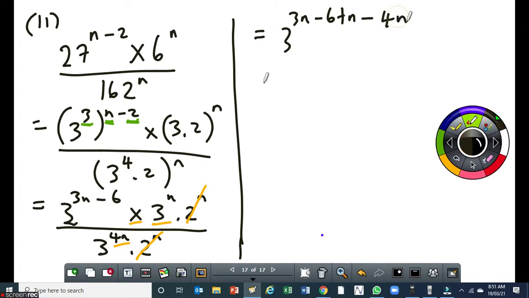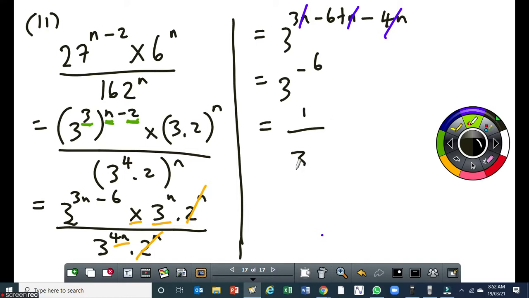Alright? Then from here, we have 3 to the power of 3n plus n, which will give me 4n. 4n minus 4n will give me 0. So I'll end up having 3 to the power of negative 6. And that 3 to the power of negative 6, I can write as 1 over 3 to the power of 6.